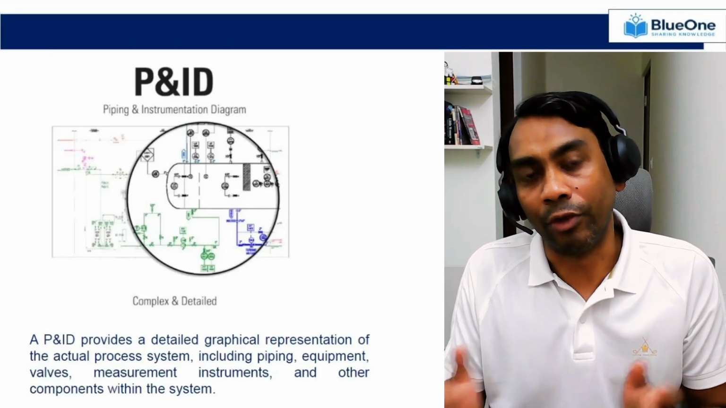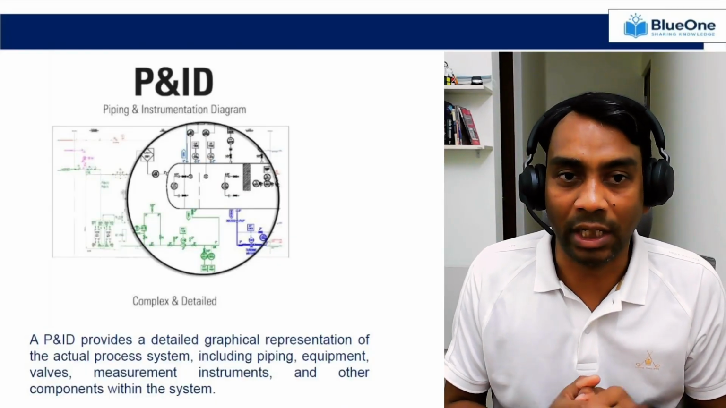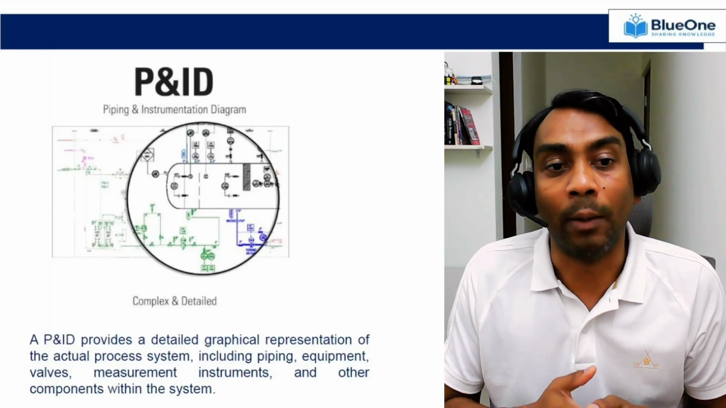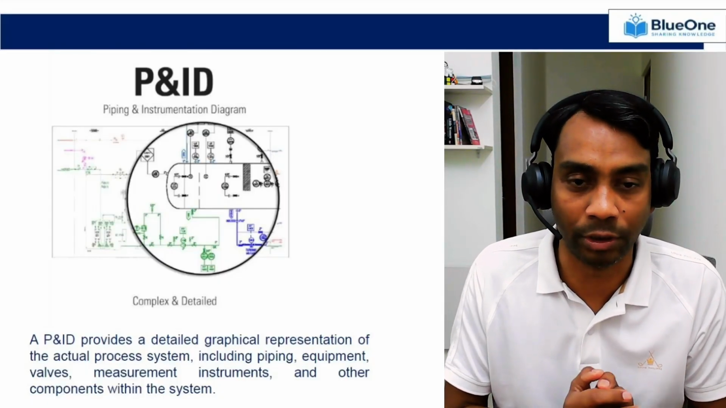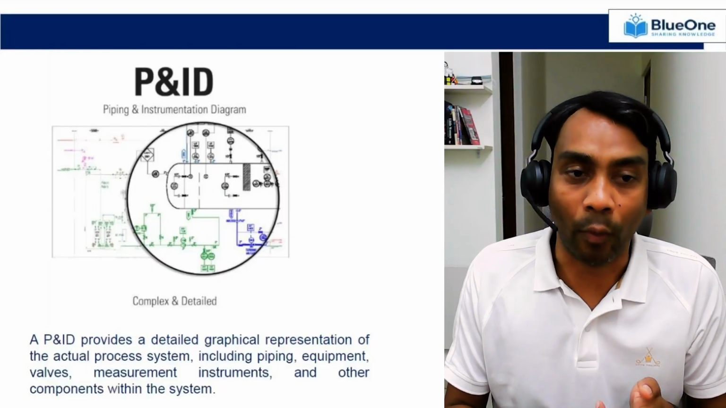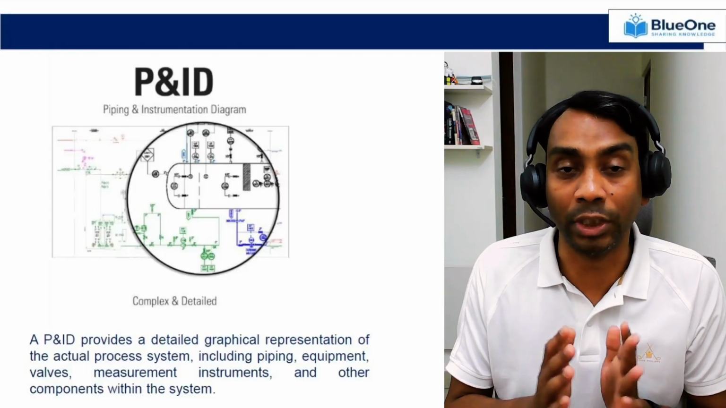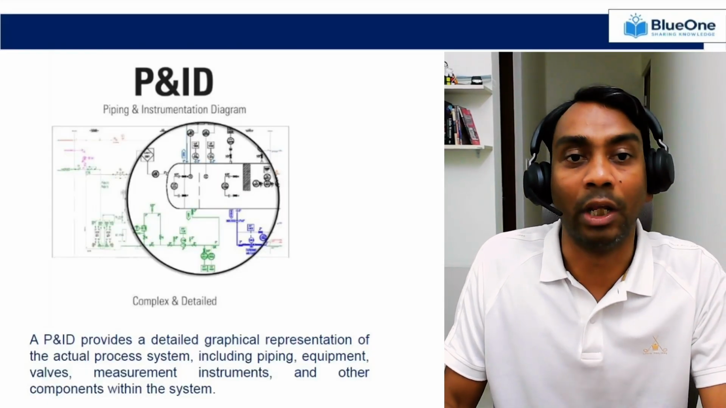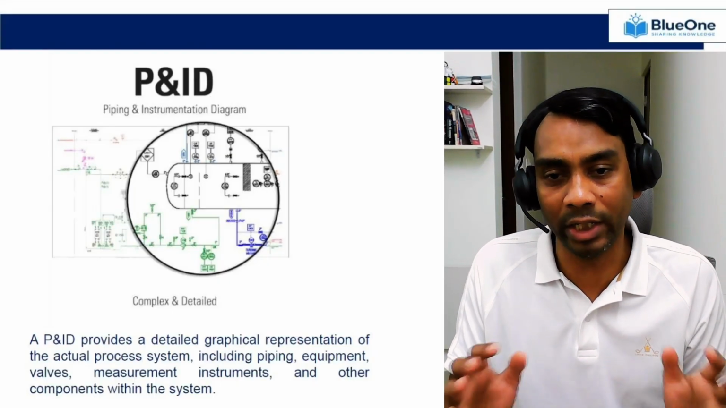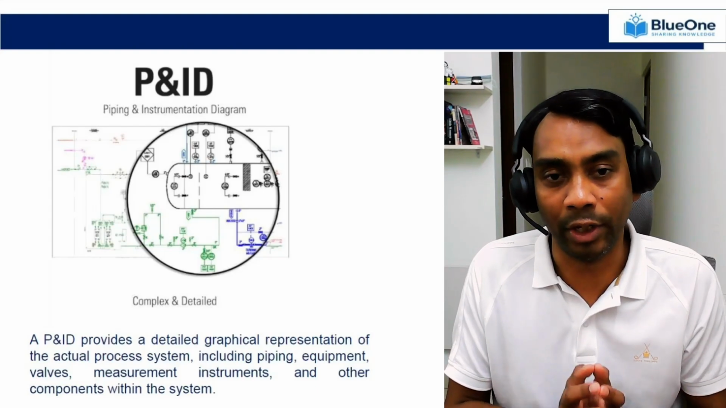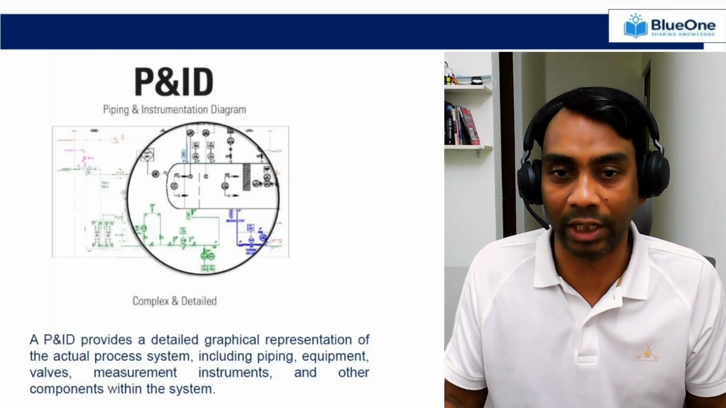Now we are moving to the P&ID, the piping and instrumentation diagram. It's the more complex and more detailed version of the PFD. A P&ID provides a detailed graphical representation of an actual process system, including piping, equipment, valves, measurement instruments, and other components within the system. It will have nodes, it will have process safety related information, it will have process control loops, and it will make a very detailed process flow where you can visualize how your actual process is going to behave and look.